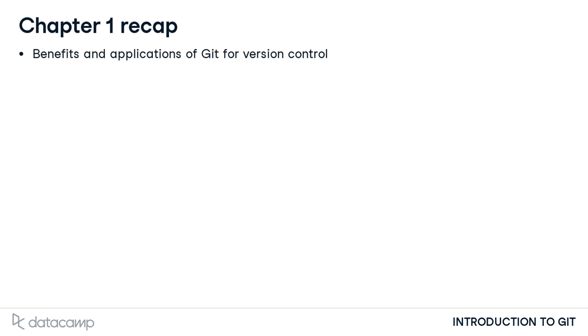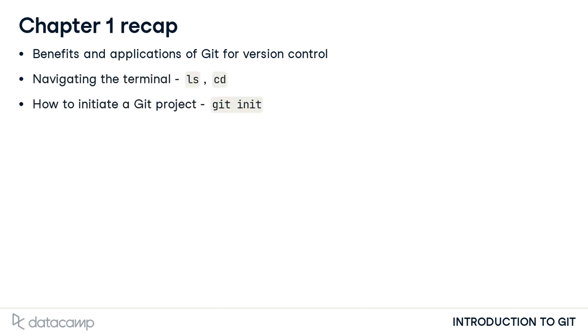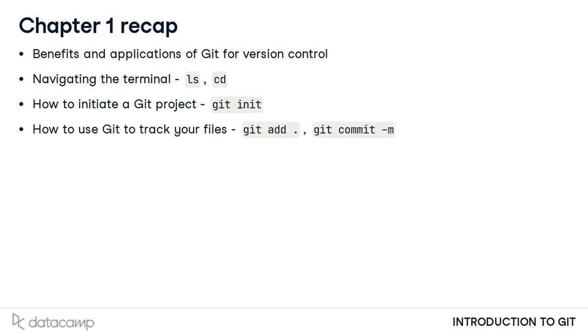In the first chapter, you discovered Git's benefits and applications for version control, learned to navigate the terminal, created your first Git project, and used Git to start tracking your files.